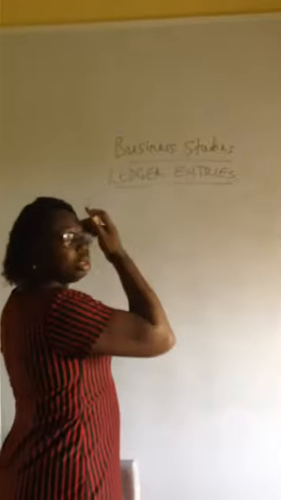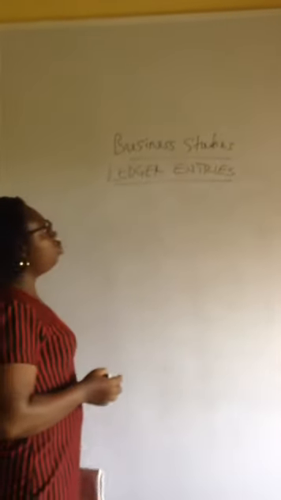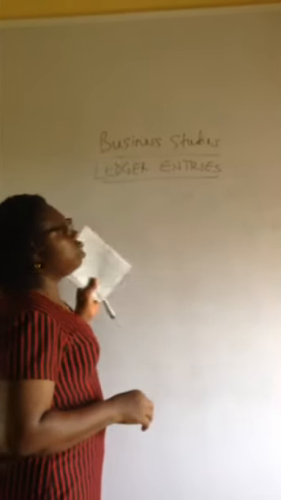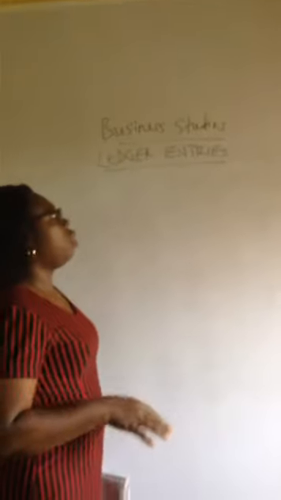On this topic, we are going to define what ledgers are. We are going to see some items that are to be placed on the ledger, what they stand for, and we are going to take some examples of how to post entries into the ledger. So first, we are going to take the definition of a ledger.